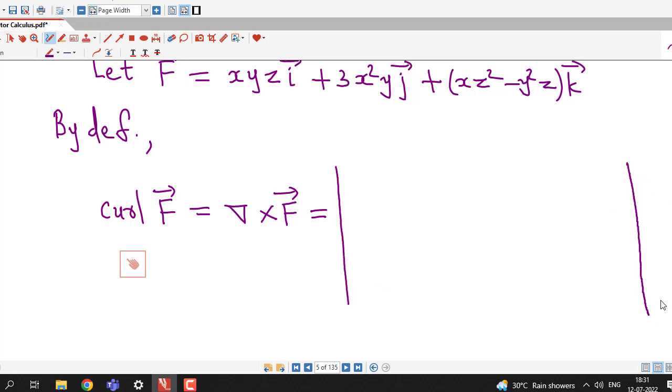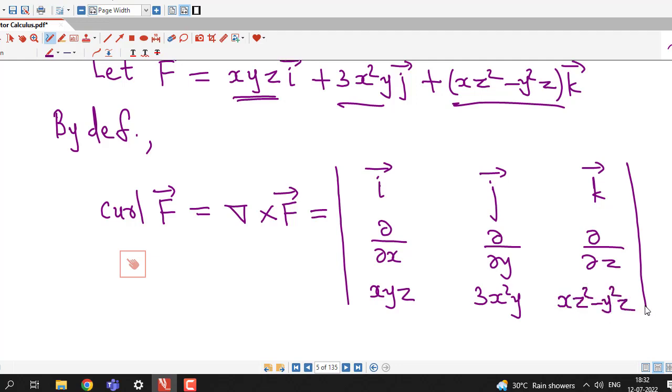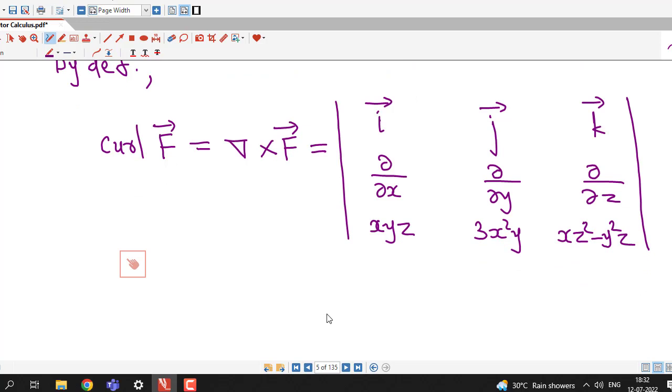Here I have to write down the determinant notation. Then first row is these three unit vectors i, j, k. Second row is partial derivatives with respect to x, y, and z, and then components of f bar. First component is xyz, second component is 3x square y, and third one is x z square minus y square z. Now we have to simply expand or evaluate this determinant.